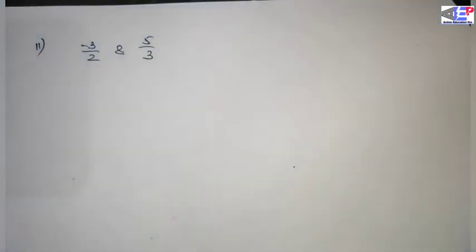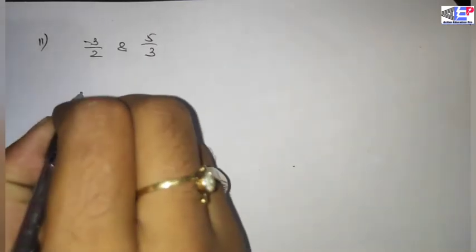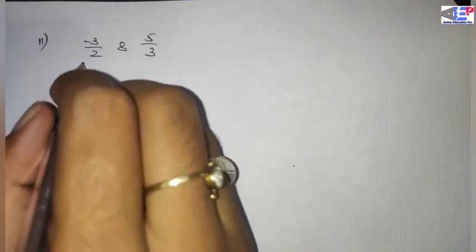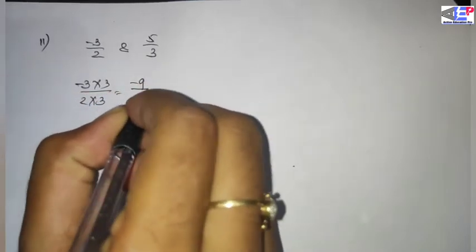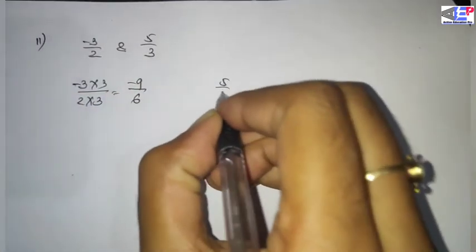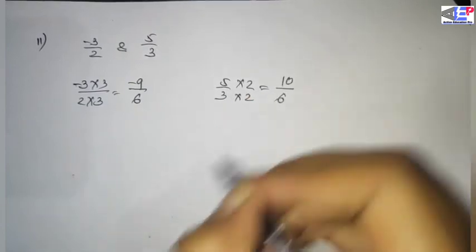Second question, again find 5 rational numbers between minus 3 by 2 and 5 by 3. In this case both the denominators are different, so make the same denominator. 2 and 3, LCM of 2 and 3 is 6. So minus 3 by 2 into 3 will become minus 9 by 6. 5 by 3 into 2 will become 10 by 6.